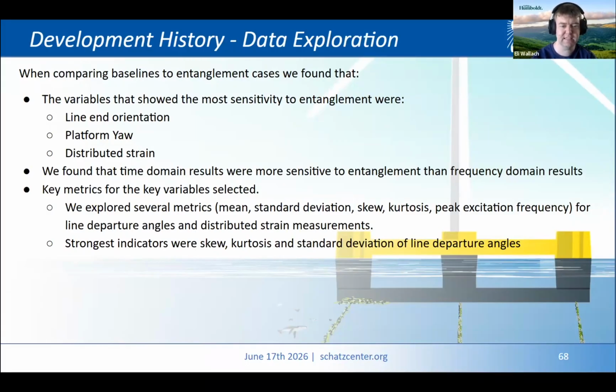We further explored these key variables to select what summary metric would be best suited for our approach and looked at several different metrics, including mean, standard deviation, skew, kurtosis, and peak excitation frequency. We found that the strongest indicators were skew, kurtosis, and standard deviation of the line departure angles. Going a step further, once we started training these neural networks, we found that the CNN did a better job at predicting standard deviations, so this is the summary metric that we focused on moving forward.